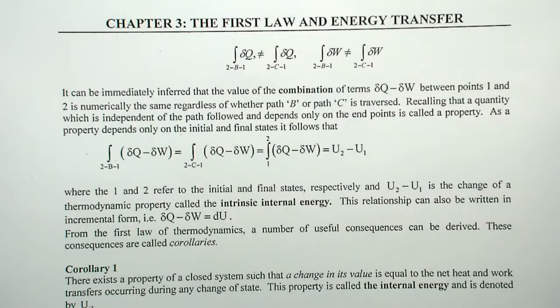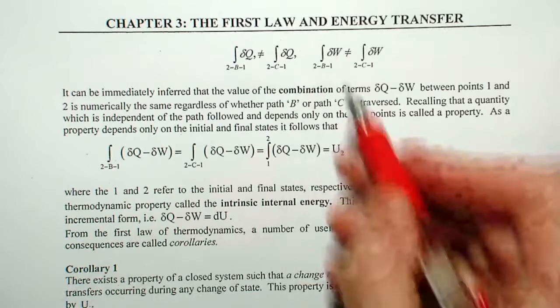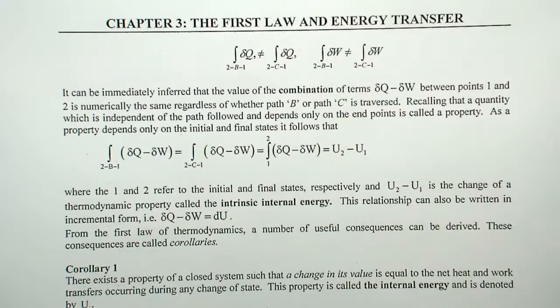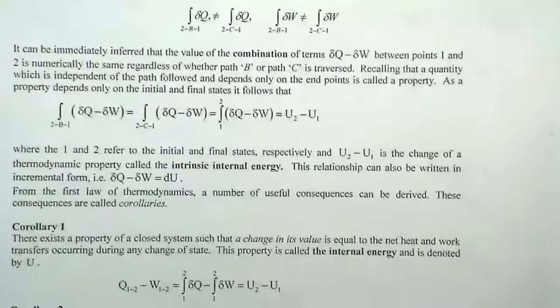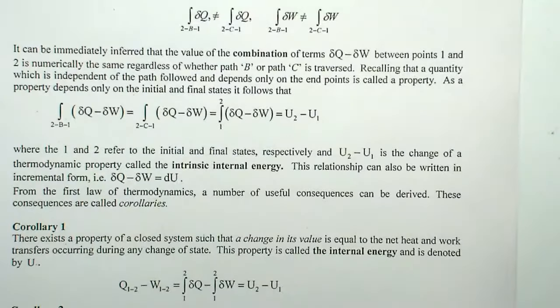It essentially means that because these are not properties, the Q for route B and the Q for route C are not going to be equal to each other. Likewise, the work in route B and C are not going to be equal to each other as well. If Q and W were properties, this would have been different. But because these are not properties, they're not equal to each other.